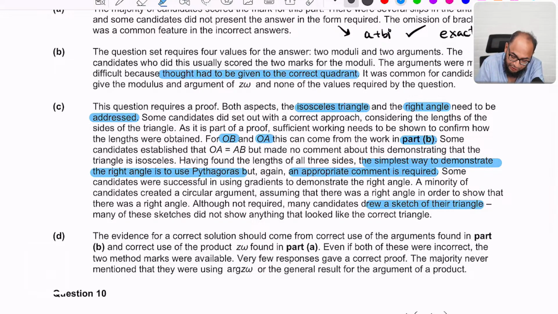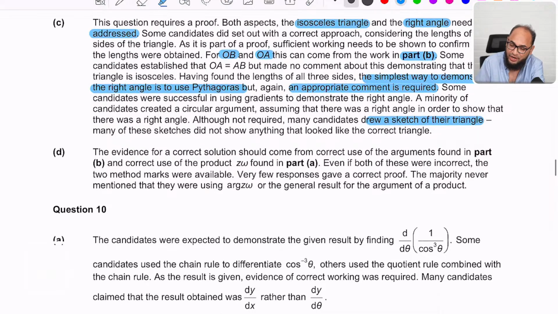Many of these sketches did not show anything that looked like a correct triangle. I mean, that I can agree with. As long as you know where you have to go, that makes sense. The evidence for a correct solution should come from the correct use of the arguments found in part and the product of this thing. Very few responses gave a correct proof. The majority never mentioned that they were using the argument of z and the general result for the argument of a product. Yes, we did mention it.